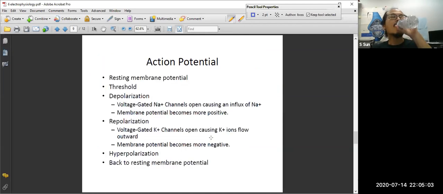So again, terminology. The action potential has this resting membrane potential, then the threshold. Only if the stimulus is strong enough to be above the threshold will it trigger. Say the stimulus is so small, it's like a whisper. It's just too small, you cannot hear anything. Only if the stimulus is strong enough will it trigger an action potential. When an action potential is triggered, it will have depolarization followed by repolarization.